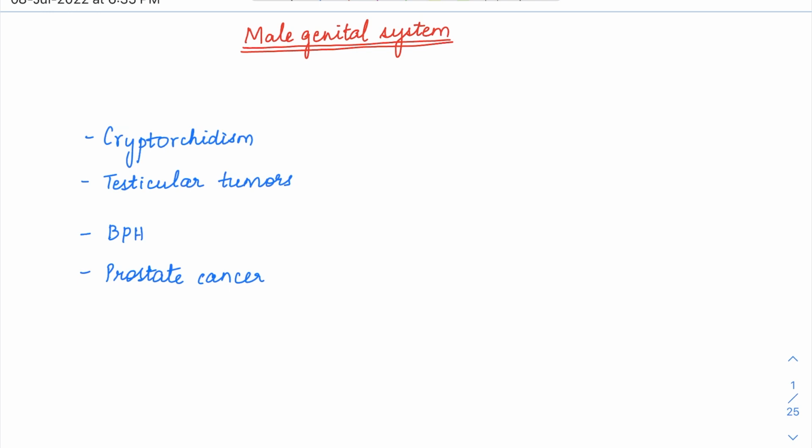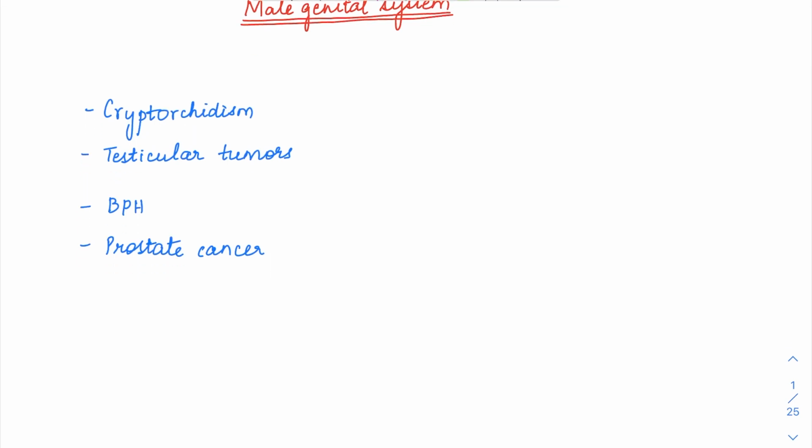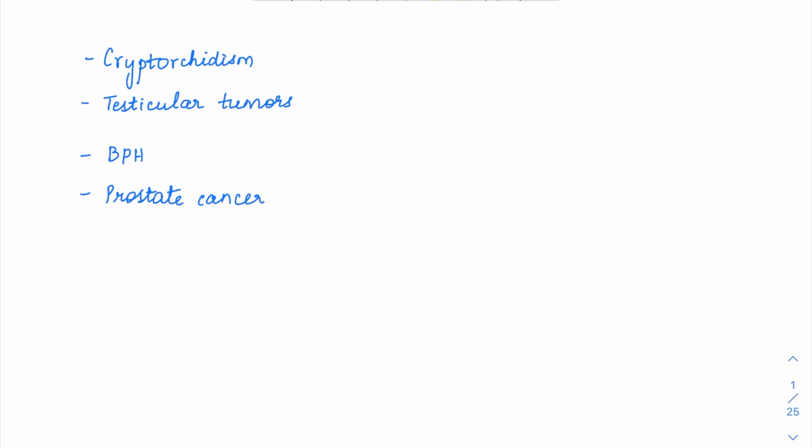So next we'll start with the male genital system. Under the male genital system, we'll be discussing cryptorchidism, testicular tumors, then benign prostatic hyperplasia and prostatic cancer. So let's start with cryptorchidism.